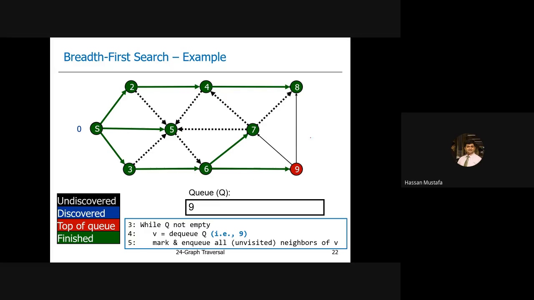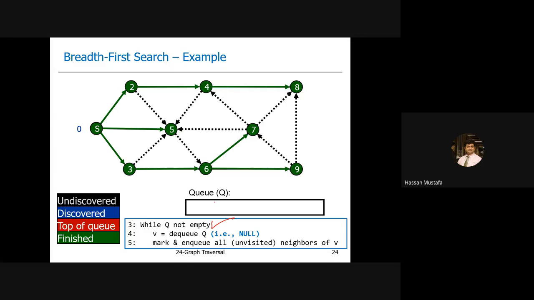Then I would process 9, and all its nodes are already visited. So 9 is only removed from the queue and it would not insert anything into the queue, which means that now the queue is empty and the algorithm is finished. So the while loop terminates when the queue is empty.